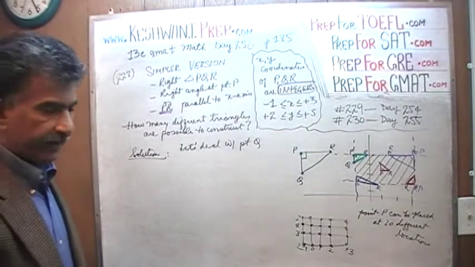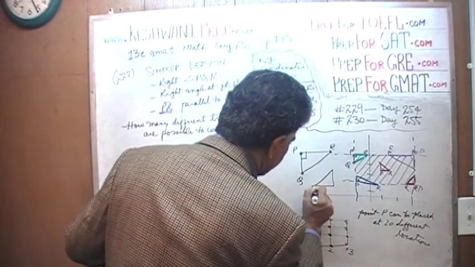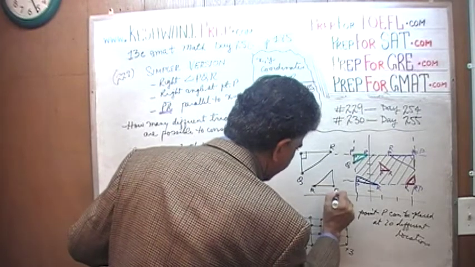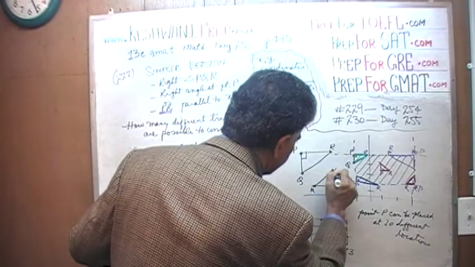Now on the other hand, if your triangle looks like this, nothing would have changed. P to R has to be parallel, so this has to be R. This cannot be P, because the right angle has to be at point P. This is your right angle, and this must be your point Q.